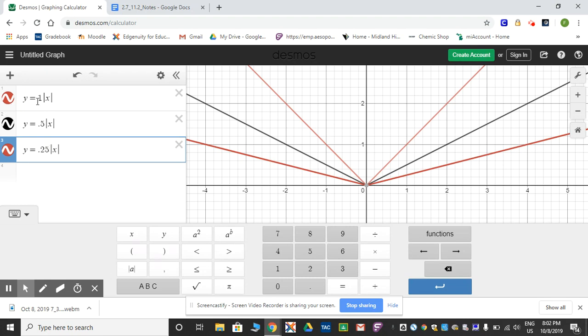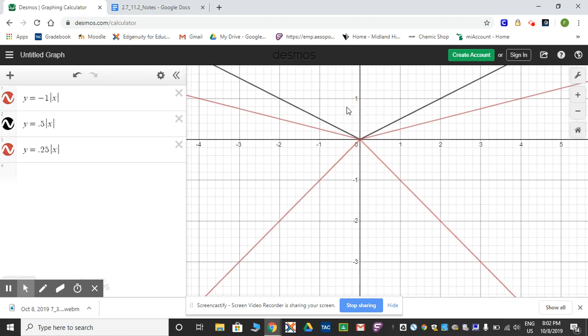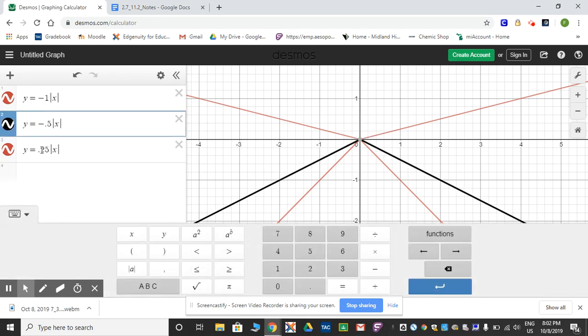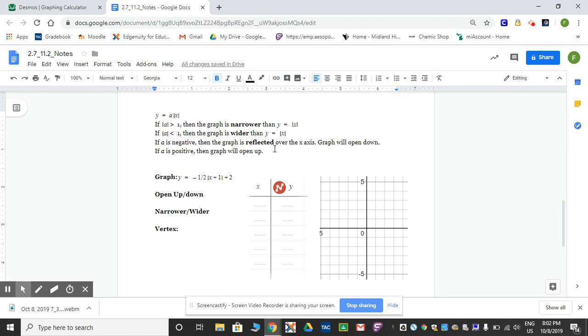Same thing holds true. If I make all these negative, now I'm just going to be flipping them upside down, all right? So they're going to be opening down, but it'll still hold true about them getting wider. So still just as wide as they were before, but they're just upside down. So if we have a positive a, it opens up. If the absolute value of a is greater than 1, it's narrower than the parent function. If it's less than 1, it's going to be wider than the parent function. So that's kind of all of this stuff, all right?